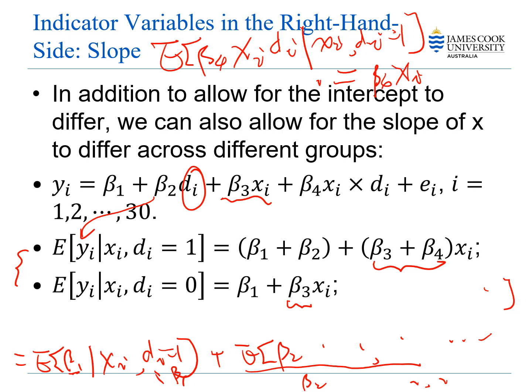When di is equal to 0, the slope is beta 3. When di is equal to 1, the slope is beta 3 plus beta 4. So there's a difference. So now, through including the interaction term of the dummy variable di and xi, we allow for the slope of xi to be different across these two groups, in addition to the difference in the intercept.